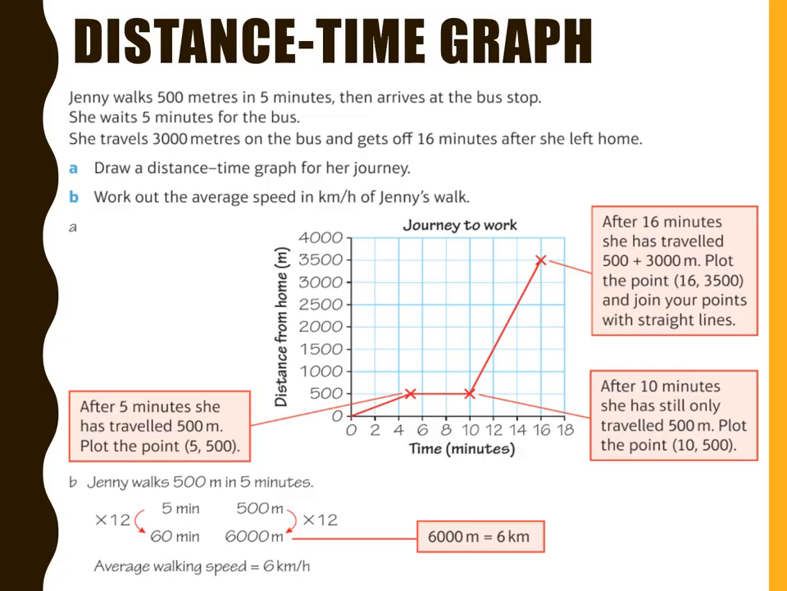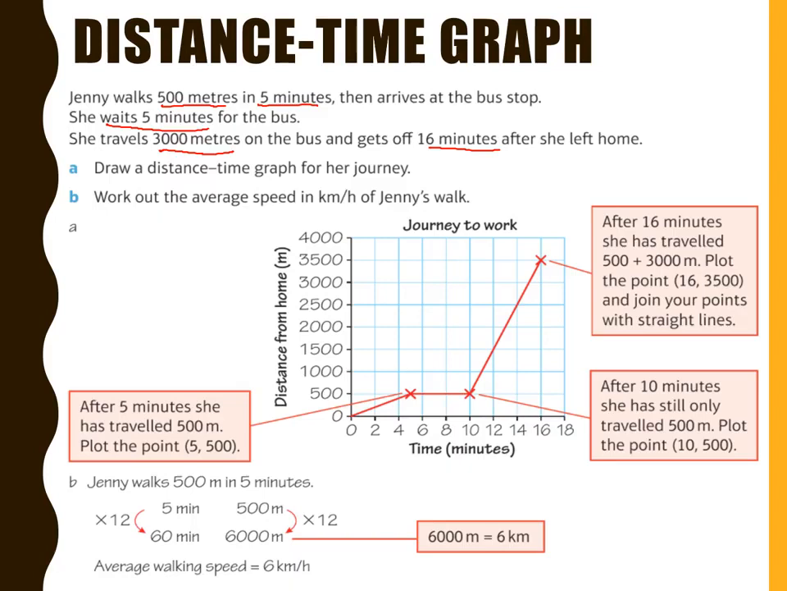So this is a typical GCSE question format. So I'll be like, okay, 500 meters in 5 minutes. And then she waits 5 minutes for the bus. I'll highlight, waits 5 minutes. And then she travels 3,000 meters on the bus and gets off at 16 minutes. So I've highlighted the main points there. It says draw a distance time graph for her journey. So I know straight away distance is going to be on my y-axis.